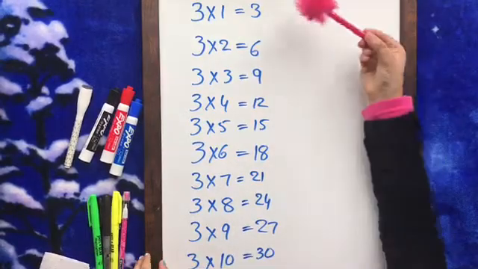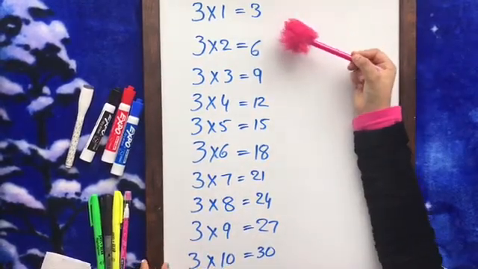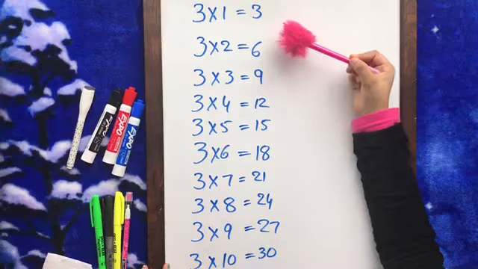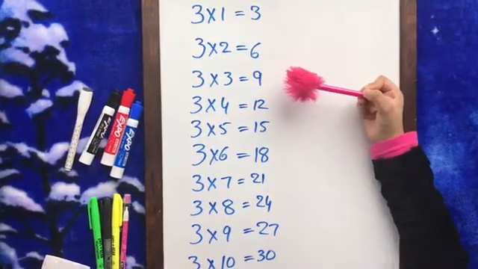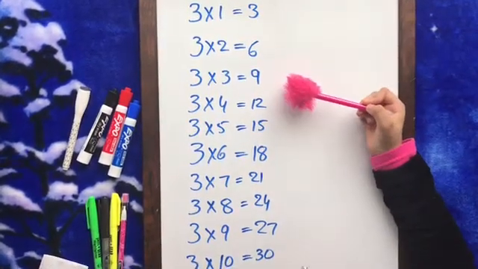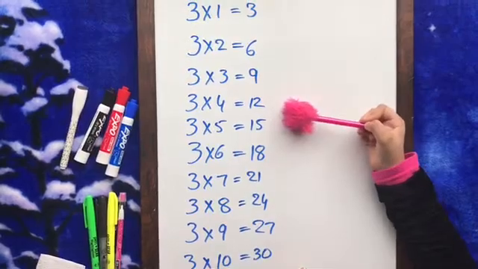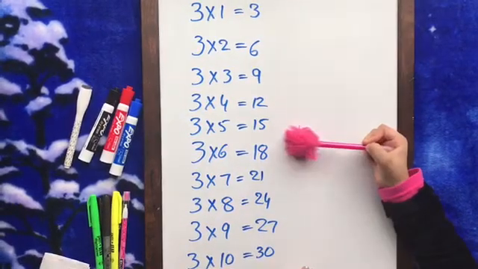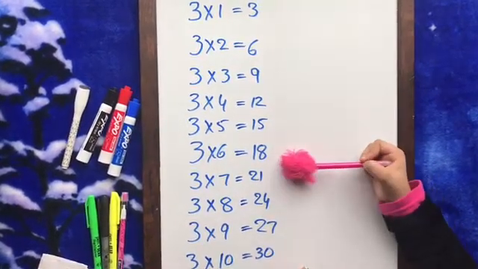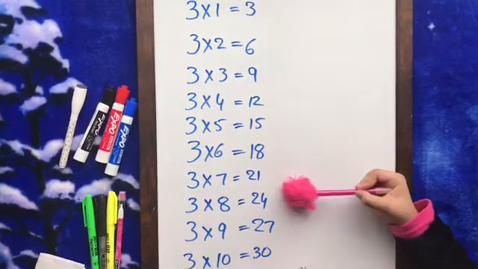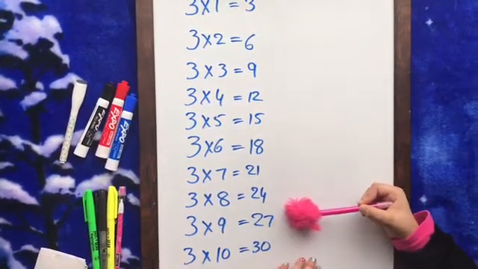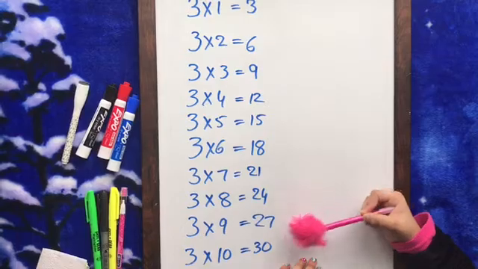3 times 1 is 3. 3 times 2 is 6. 3 times 3 is 9. 3 times 4 is 12. 3 times 5 is 15. 3 times 6 is 18. 3 times 7 is 21. 3 times 8 is 24. 3 times 9 is 27, and 3 times 10 is 30.